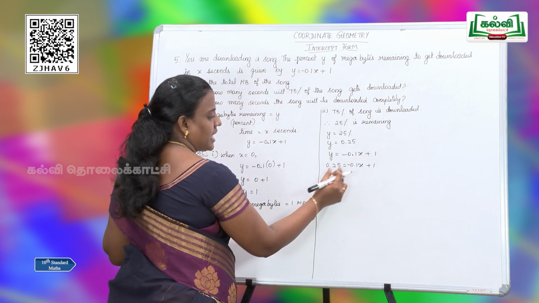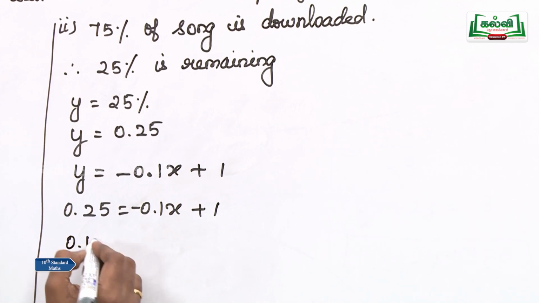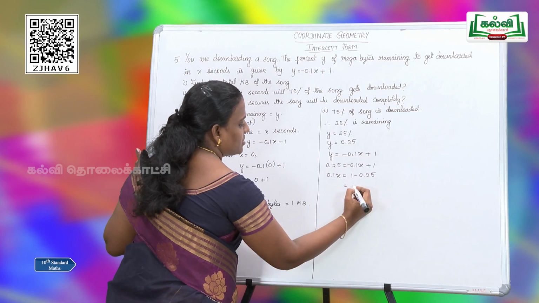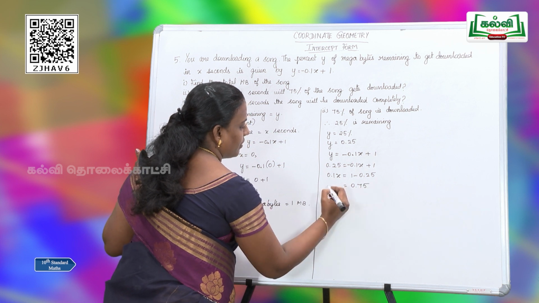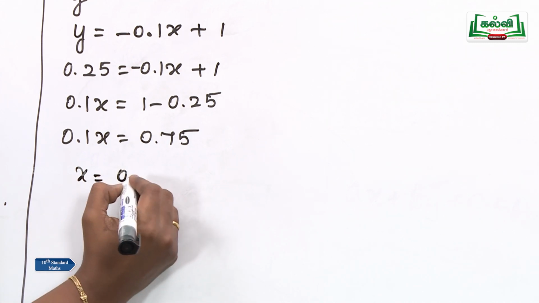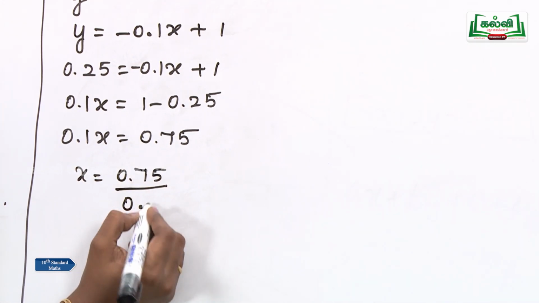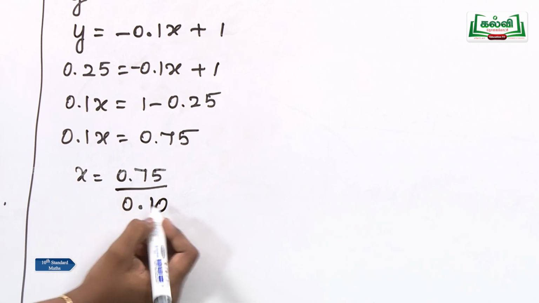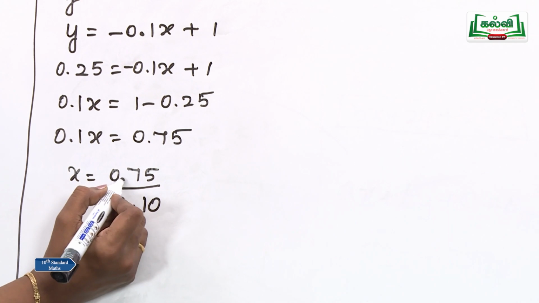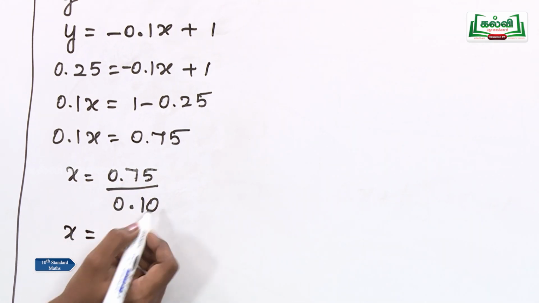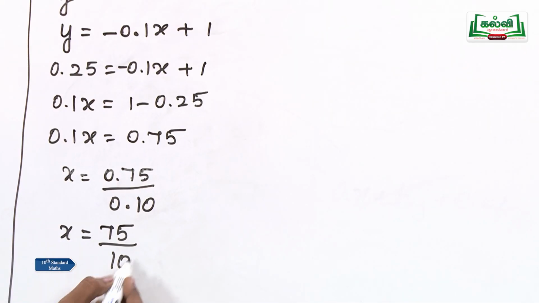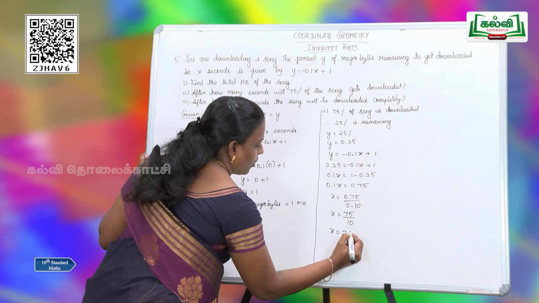Take the x term to this side and 0.25 to the other side. So, 0.1x is equal to 1 minus 0.25. So, what is 1 minus 0.25? Very good, 0.75. Here I will get 0.1. So, what is the value of x? 0.75 by 0.1. So, after the decimal you can add the number of zeros. Here also after the decimal point there are 2 numbers, so I can directly remove the decimal point. Okay. Now, 75 by 10 will give you 7.5.